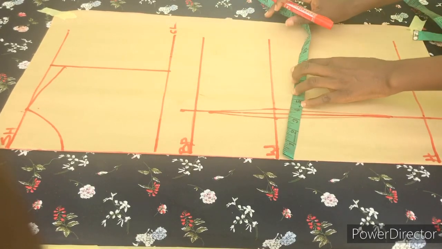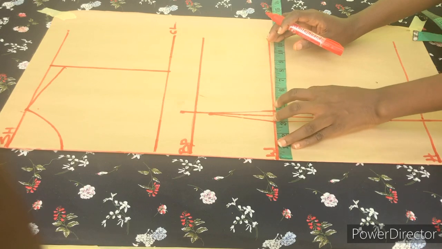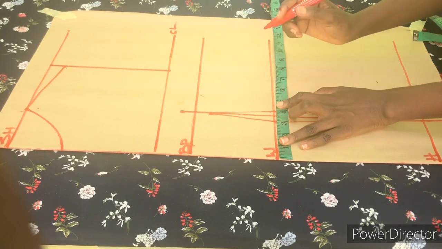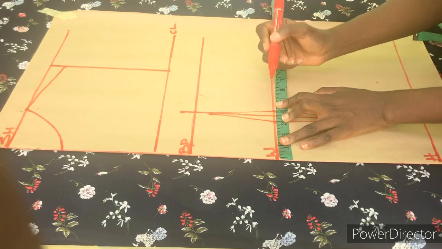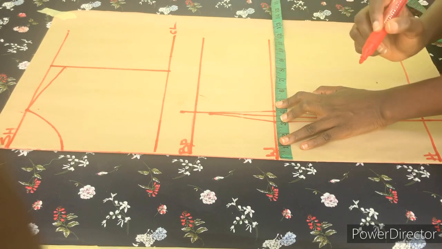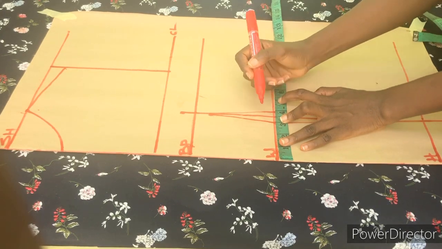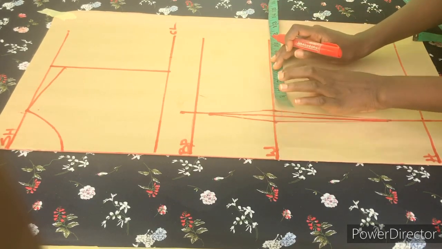Then you come to the waist. My waist is 28, so you divide it by 4 also. That's 7. Remember that we removed half inch here for the dart, another half inch here for the dart, so we are going to add that back. So 28 divided by 4, 7 plus 1 that we removed from the dart, 8. We'll mark that out here too.